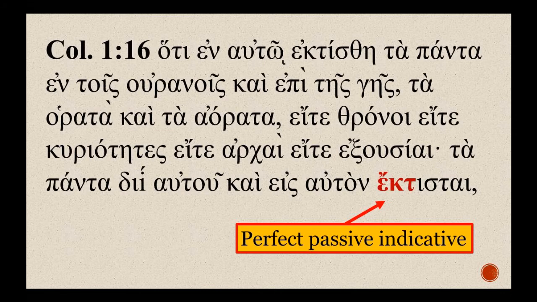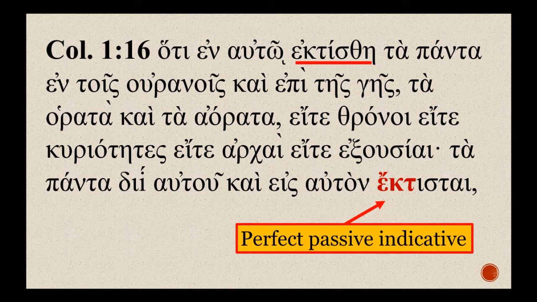So, here's an example. Perfect passive indicative. So this is aorist passive, right? Talking about creation, for in him was created, ektiste. This is aorist passive. This is looking back to creation. This is what happened. Statement of fact. It occurred, which we know over a six-day period, but it's all summed up: and was created in him.